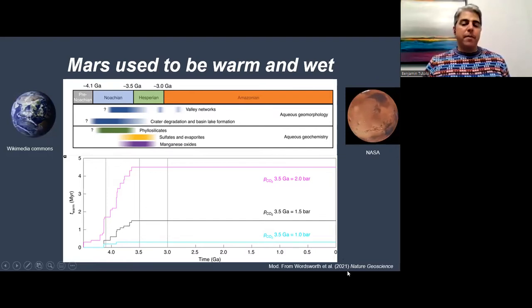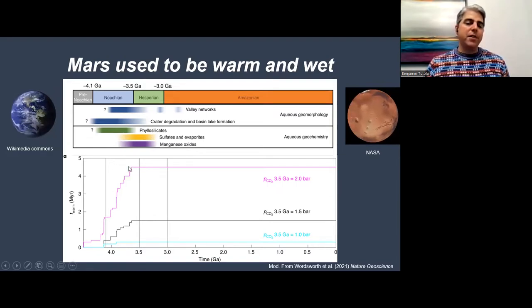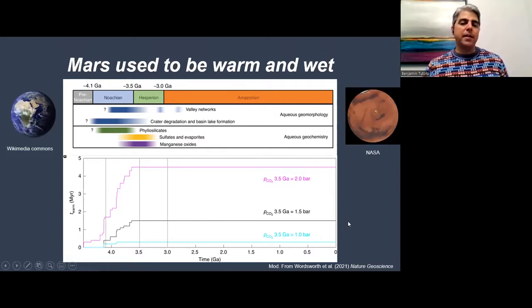These are models from Wordsworth's paper from last year showing the production of warm and wet conditions on Mars. And so depending on the carbon dioxide content of the atmosphere, the number of years, millions of years plotted on the y-axis, that the planet would have been warm enough to stabilize liquid water increases a little bit. But the CO2 is not the only part of the story. In fact, you need another reducing greenhouse gas like hydrogen in order to actually stabilize these warmish temperatures.